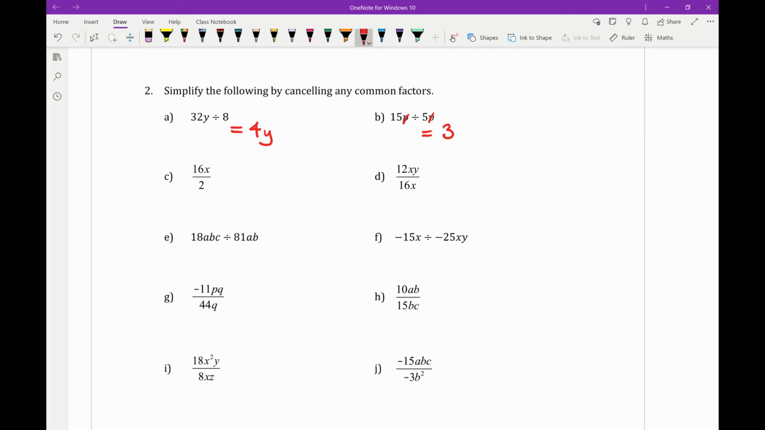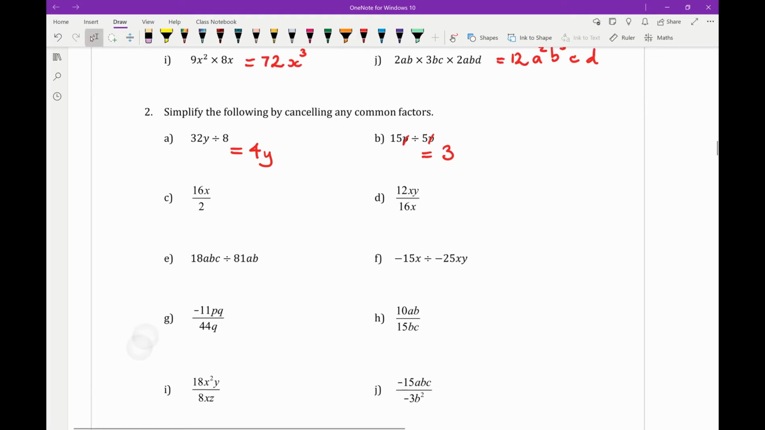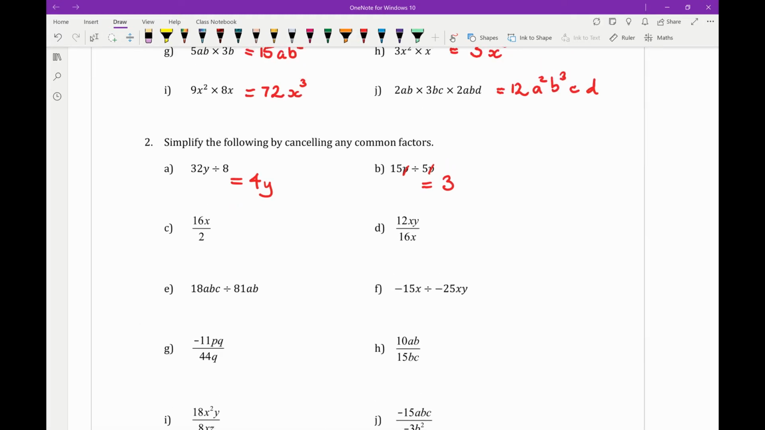Part C, 16x divided by 2. Now that fraction still means divide, okay? So it's just like part A and B, we're dividing still. 16 divided by 2 is 8.